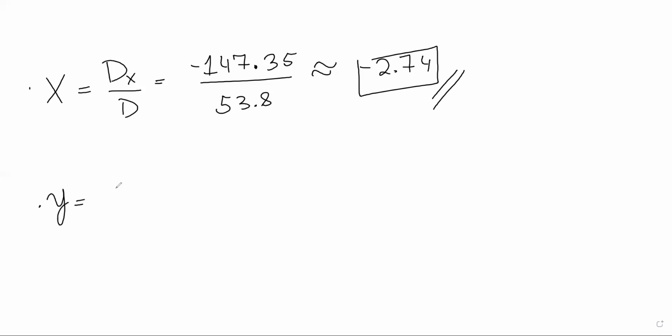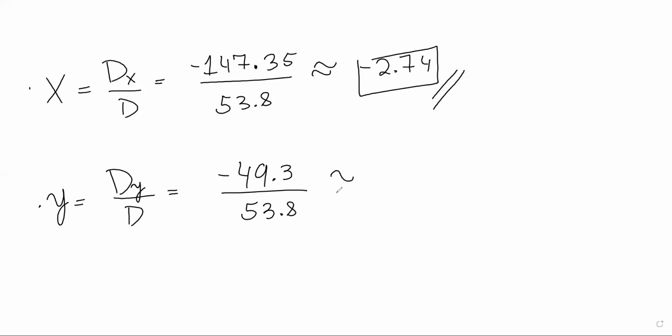And now y equals dy over d. dy was negative 49.3 over the determinant of the coefficients, 53.8. So y is approximately equal to 0.916. Excellent. So this is how you apply Cramer's rule.